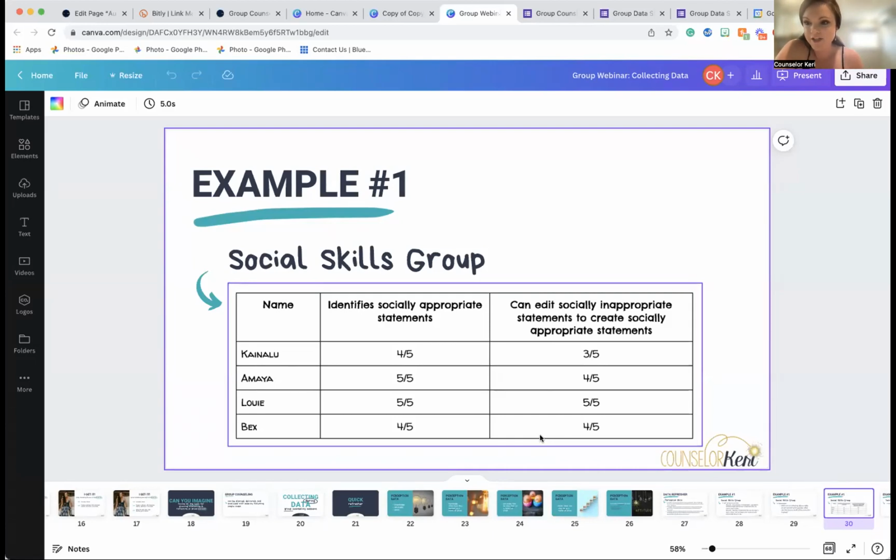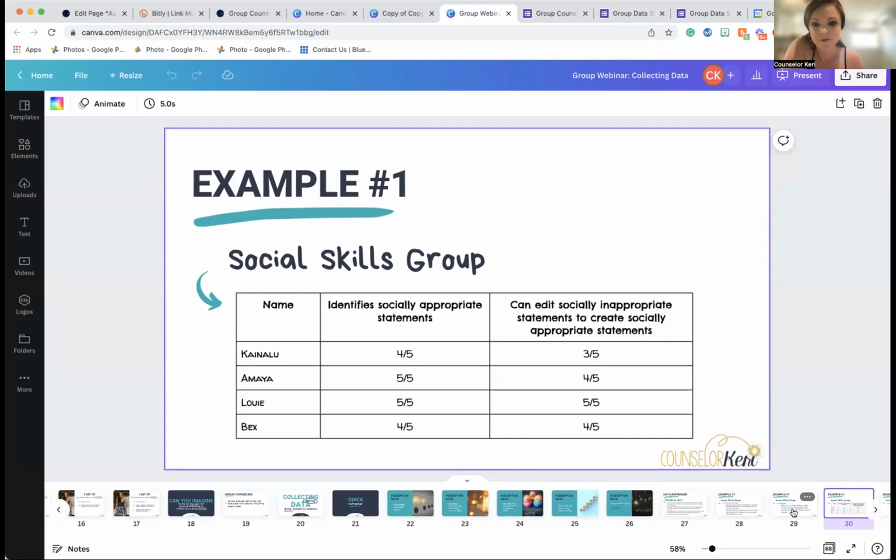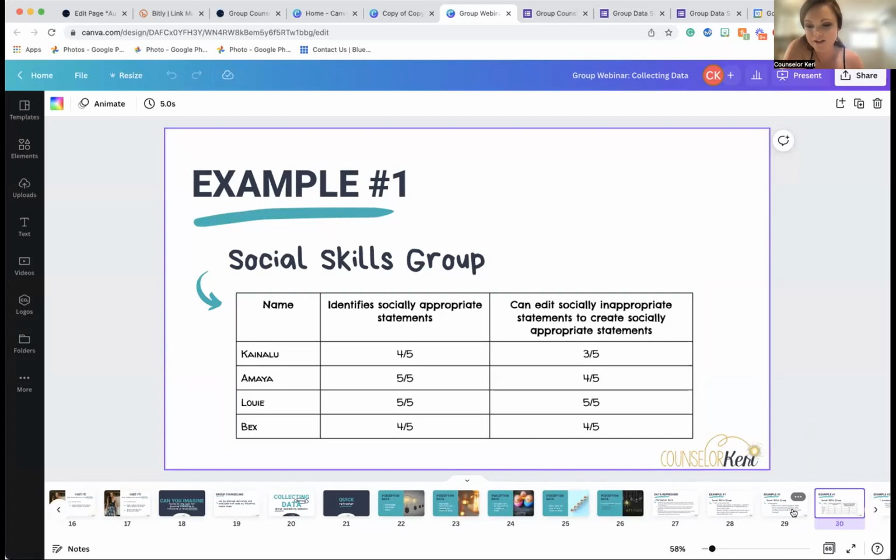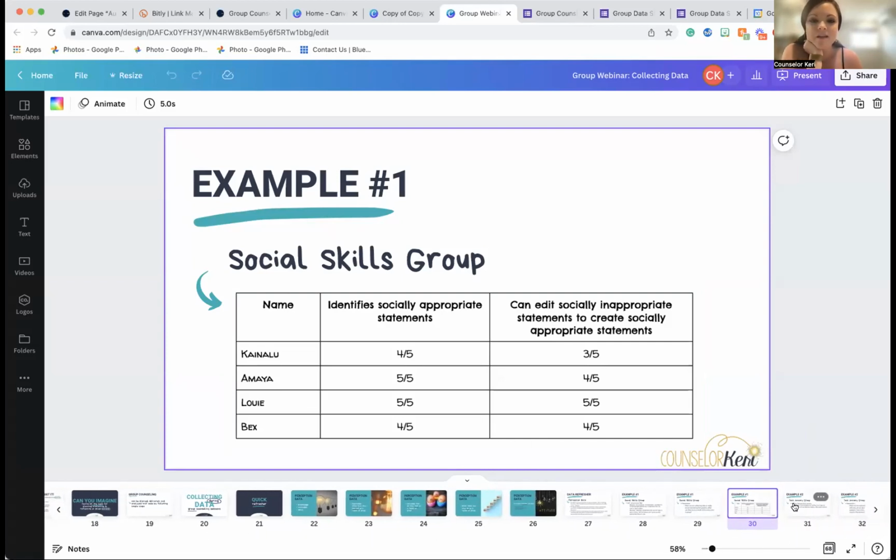include narrative information when I'm collecting data too, just because this isn't a whole picture of what happened in the session. This is just what they were able to do, but were there other factors? Were there distractions? Did he come in and say he didn't have breakfast this morning? Those types of things. I like to include that as well, because that's all important information that paints a full picture when we're collecting this kind of data.